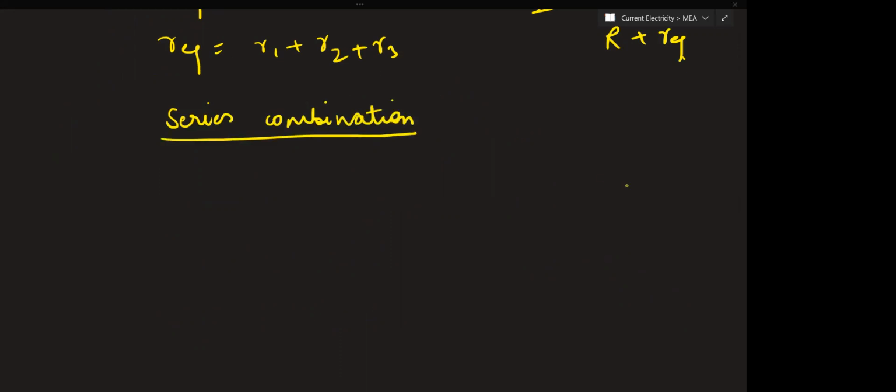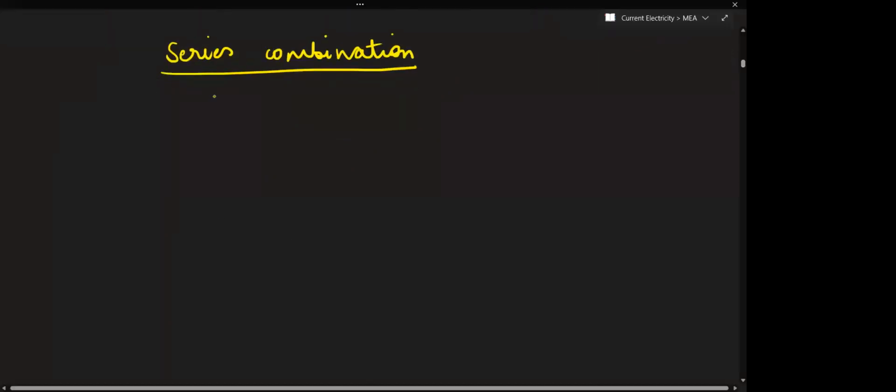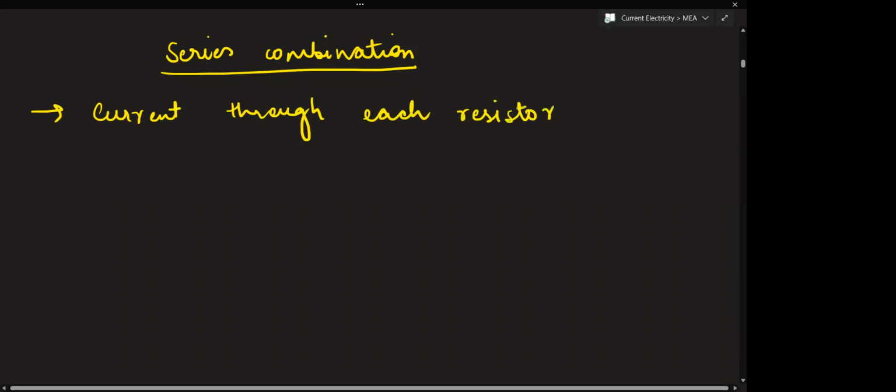Now we have the series combination. Separately, we'll do series combination and parallel combination the way we had done it for capacitance. So in case of resistors, you have in series combination that current through each resistor is the same while the voltage divides.